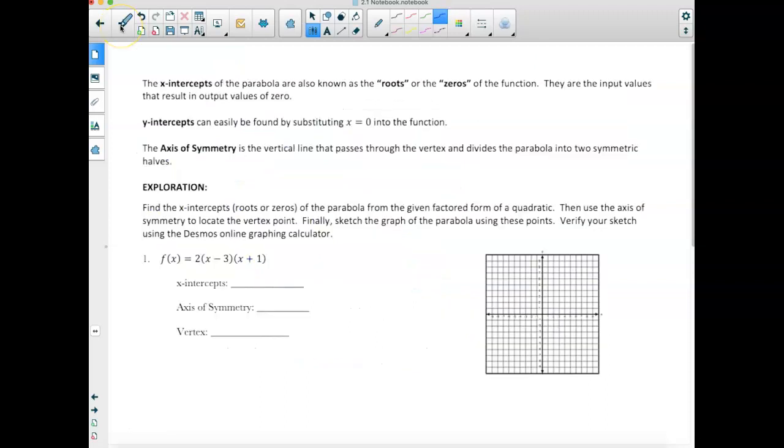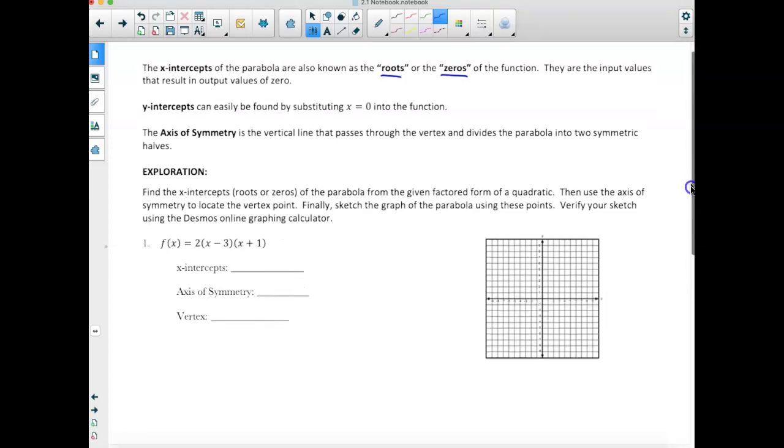So we'll come to the next page here. The x-intercepts of the parabolas, okay? They're also known as roots or zeros, just another way to dictate an x-intercept. They could also be called solutions as well. They are the input values that result in an output value of 0. Y-intercepts, of course, like I said, you plug 0 in for x into the function and you calculate it. And the axis of symmetry, like I said before, is a vertical line that passes through the vertex and it divides the parabola into two symmetric halves, okay?